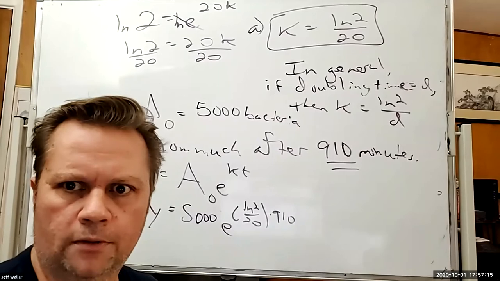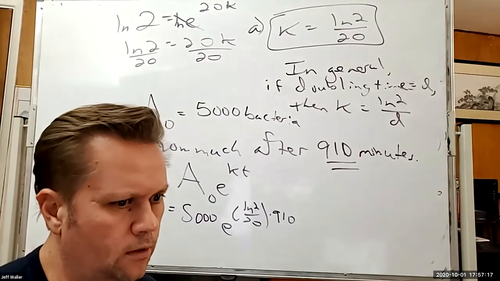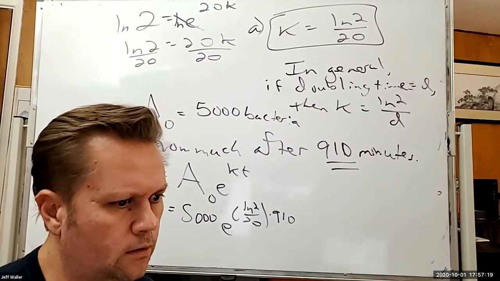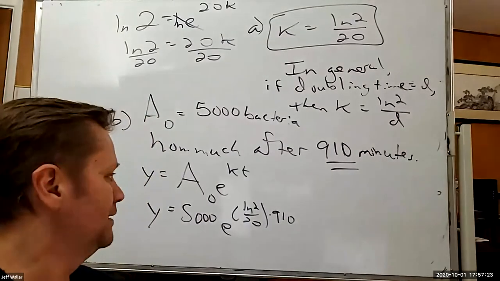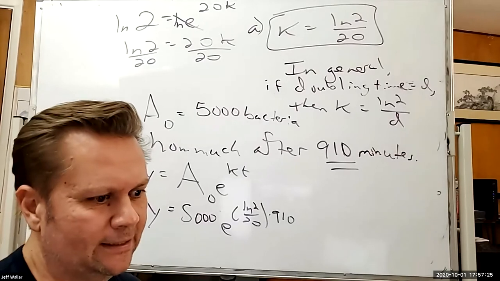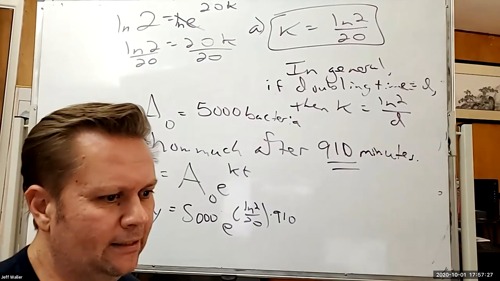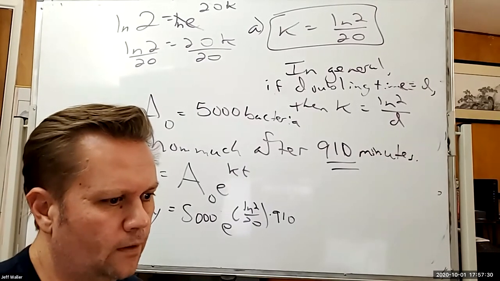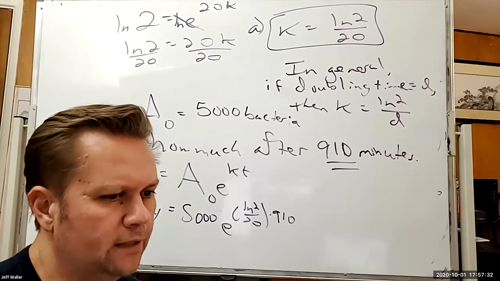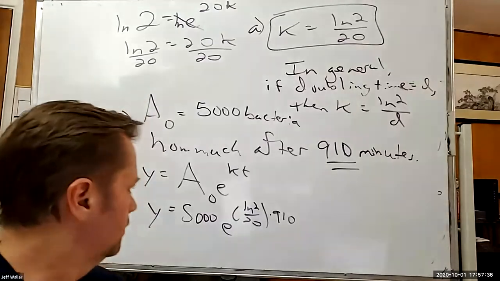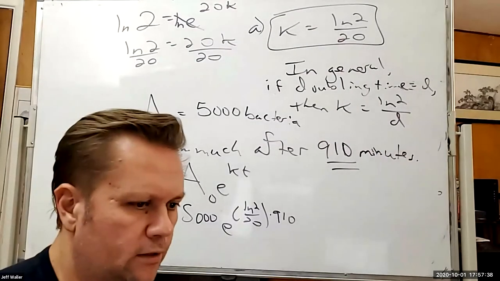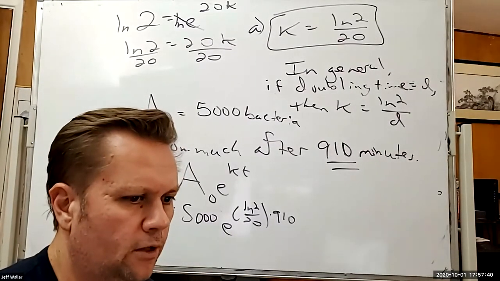Oh, crap. There we go. Times e to the log of 2. I always hate that the calculator opens parentheses when you put a natural log in. It's just so dumb. But, oh well, too bad for us.